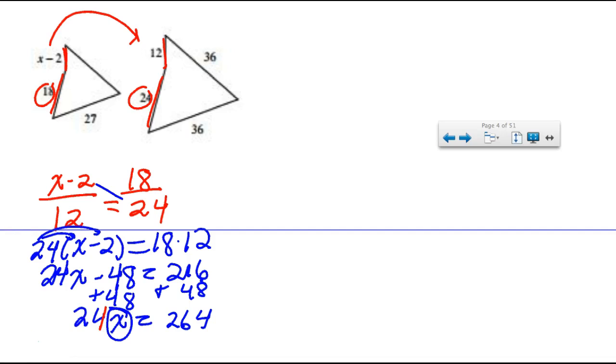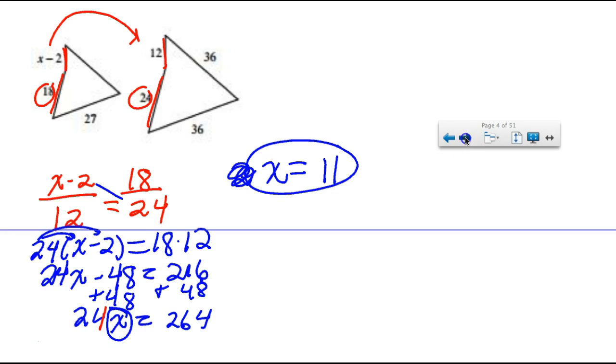Oops, I clicked the sidebar there. It's not liking me writing over here, so I'm going to go up here. So I'm going to divide both sides by 24, and 264 divided by 24 will give you a final answer of 11. And I'm done.